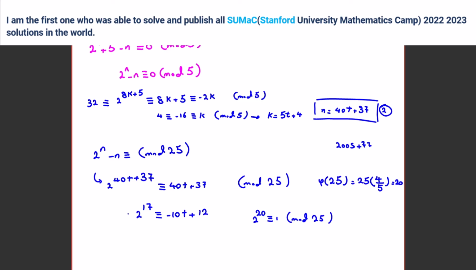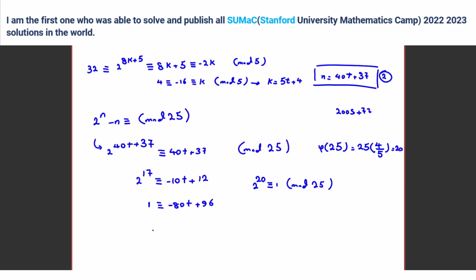Yeah. And now you can multiply both sides by 2 cubed, right? If you multiply by 2 cubed, it is negative 80t plus 96, right? So then we can say 96 is negative 4, right? Yeah. So 80t is negative 4 mod 25. Wouldn't it be negative 5? Yeah, sorry. 80t is congruent to negative 5.